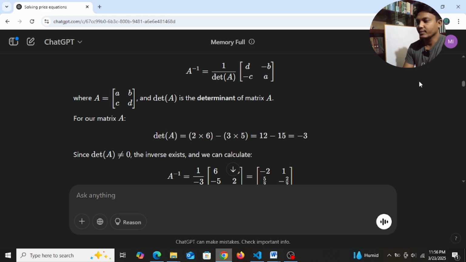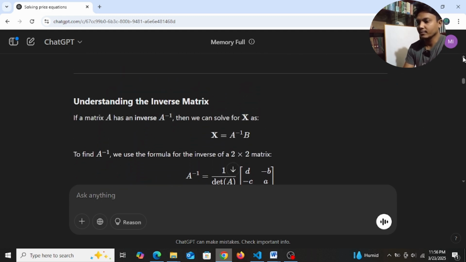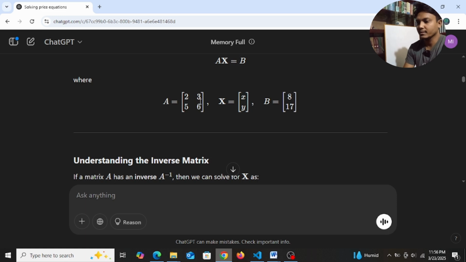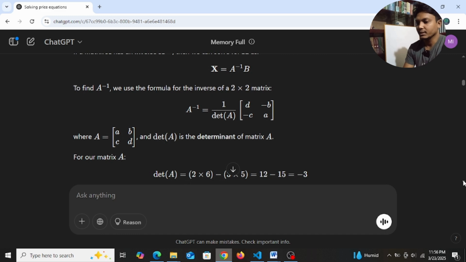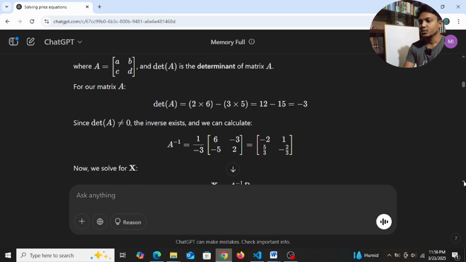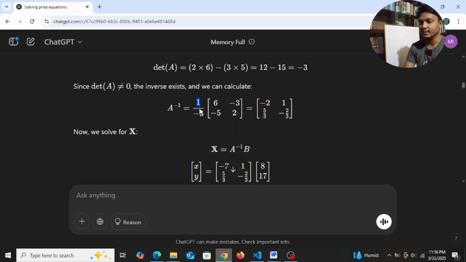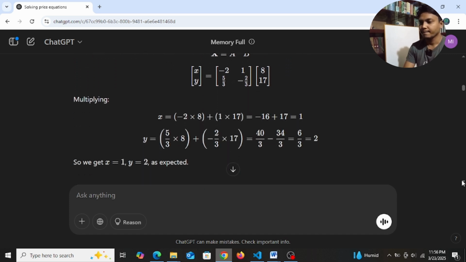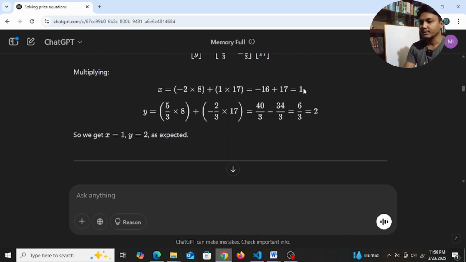That means if you see what our matrix A is, 2 into 6, minus 3 into 5, see this one. Finally we are getting -3. Since the determinant does not equal 0, the inverse exists and we can calculate it. So you see here the inverse exists and we can calculate. Finally we are getting x equals 1, y equals 2, right?